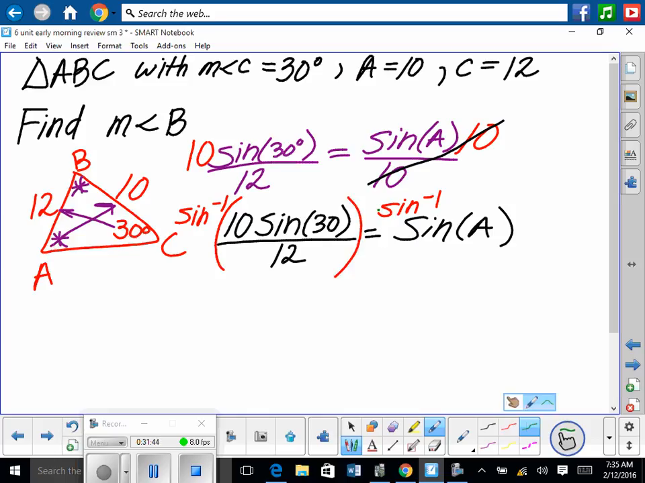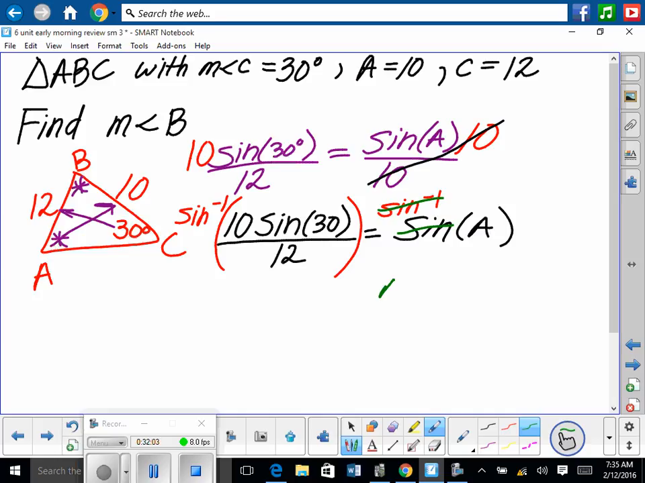So sine inverse and sine cancel out. Now finally A is alone. So you'll type it in: sine inverse of 10 sine of 30. Now because of how I've written it, you'll just type it in exactly as you see it, divided by 12. Close your parentheses.